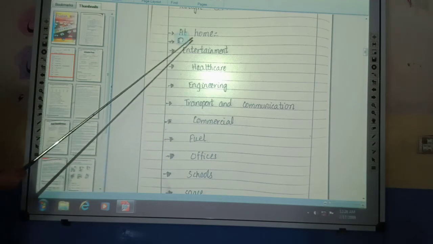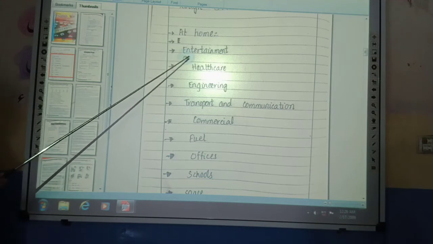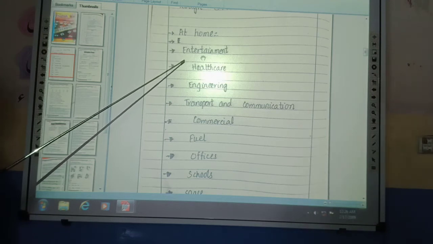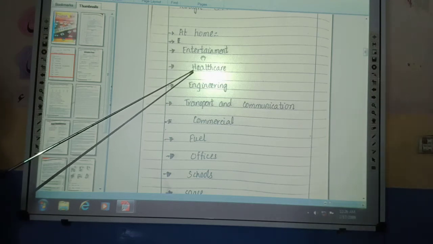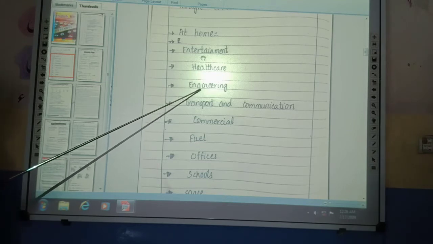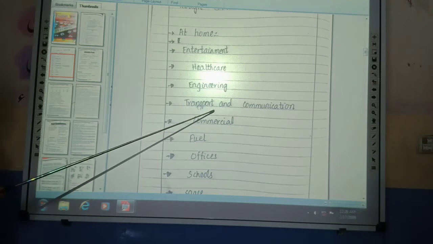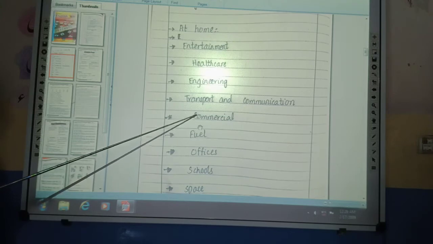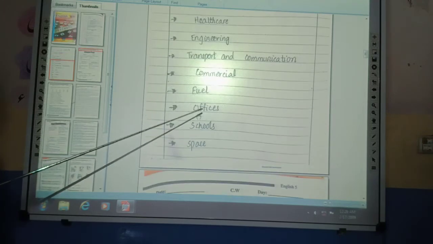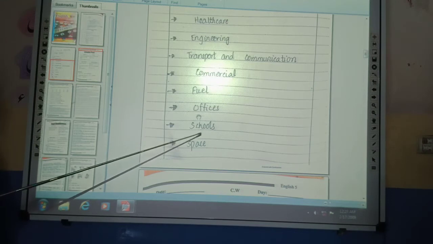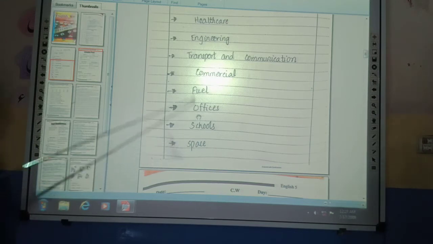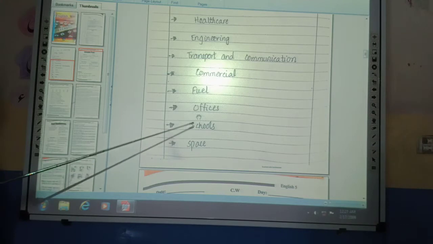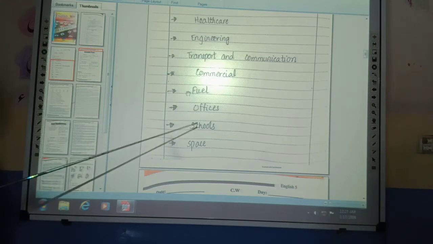We use electricity at home, for entertainment purposes like TV, internet, mobile. Healthcare means electricity is used in hospitals, in the engineering field, transport and communication. For commercial uses, that is for industries, electricity is important. For fuel, in offices, in schools and in space. There can be other uses which you have in your mind, you can write them.